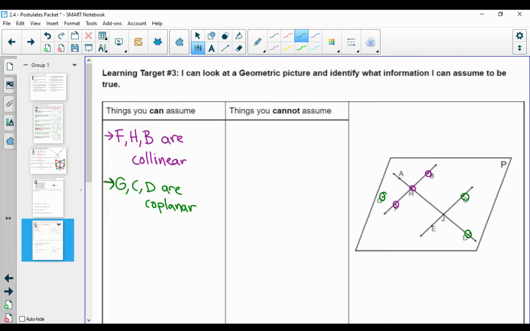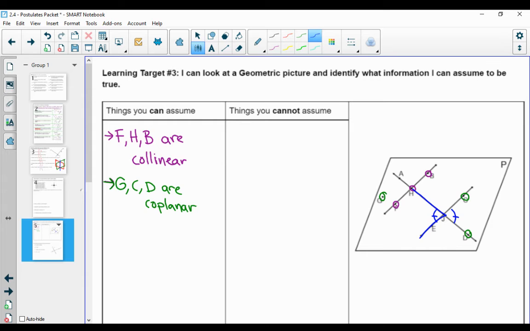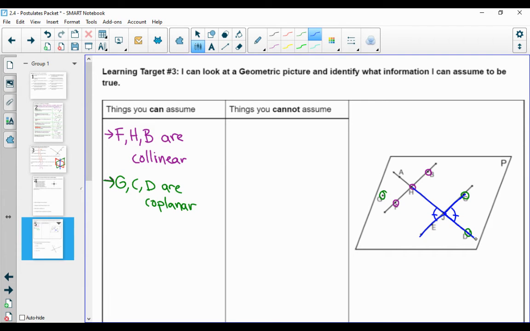Other things we can assume, we know vertical angles are always the same. Remember, vertical angles are angles that are across from each other when two lines meet. So I'm going to pick two vertical angles that we can say are the same. Let's look at this angle here and this angle here. It looks like one of them would be HJE, and another one of them would be CJD.